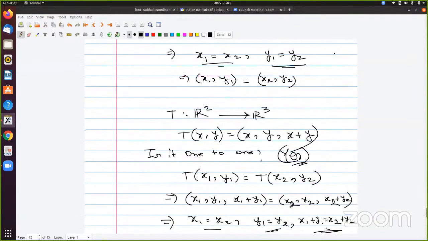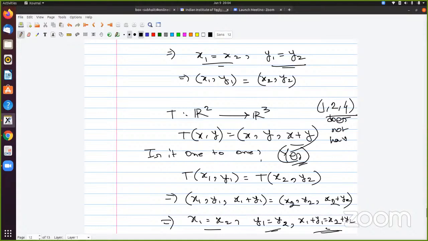Now, is it onto? No, sir. Can you give me an example of a vector in R3 which does not have a pre-image? (1, 2, 3) again? No, (1, 2, 3) has a pre-image. (1, 2, 4)? (1, 2, 5)? So basically the third coordinate cannot be something other than the sum of the first two. So if you take (1, 2, 4) or (1, 1, 1), then it does not have a pre-image. There are infinitely many such vectors.